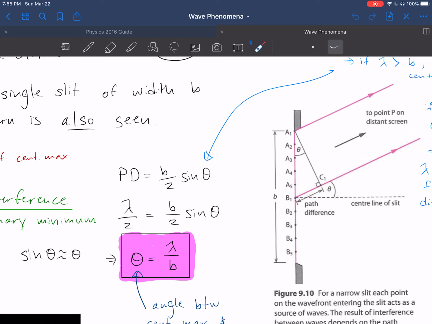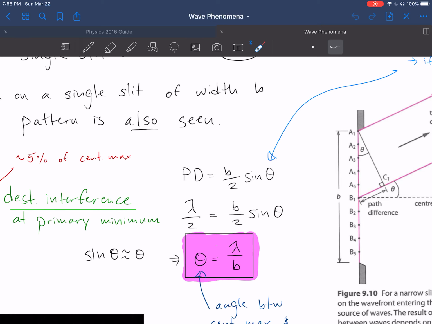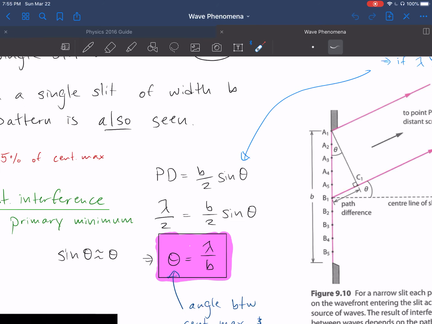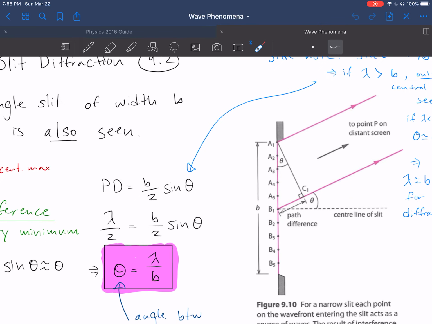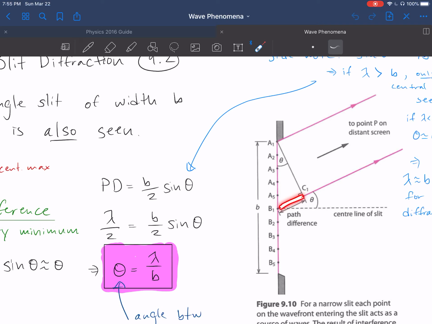And they are interfering destructively exactly when the extra distance that B1 has to travel is equal to lambda over 2. So the primary minimum occurs when you get destructive interference, and you get destructive interference first when the path difference, the difference between A1 and B1 to the wall, is exactly one wavelength divided by 2. Things are exactly offset, and you get destructive interference.